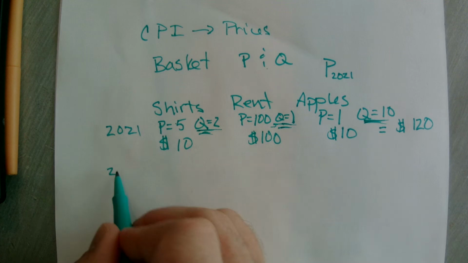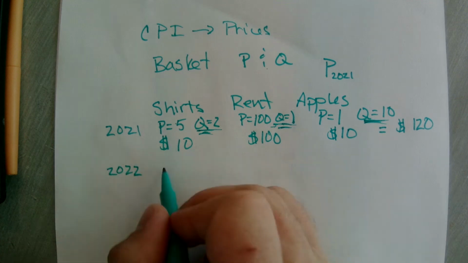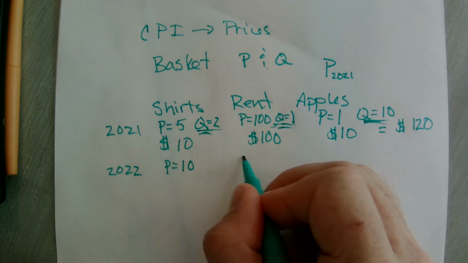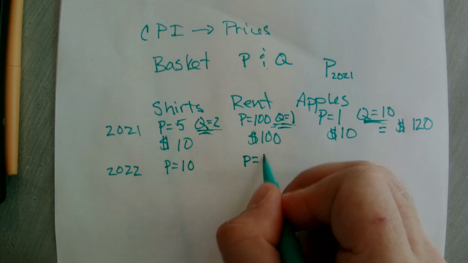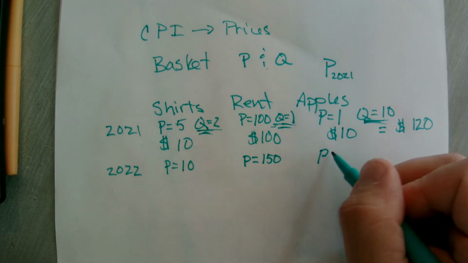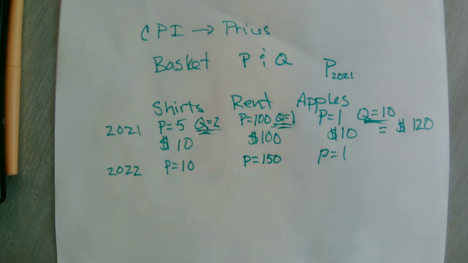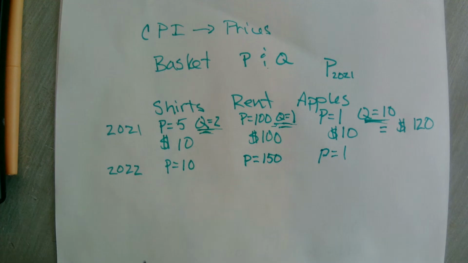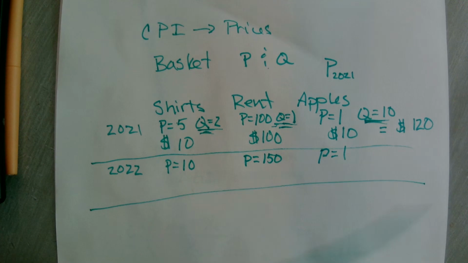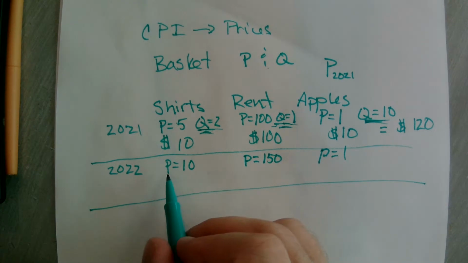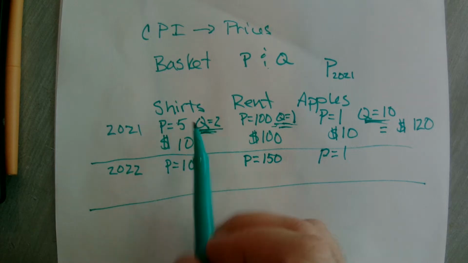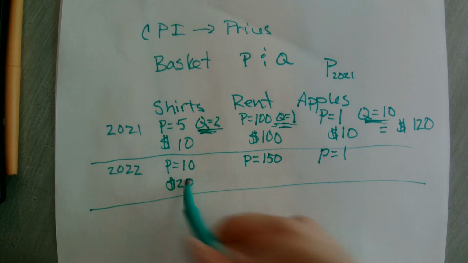Let's say in 2022, the price of shirts goes up to $10. The price of rent is $150. The price of apples stays the same. How much does this basket cost in 2022? There's 2021, 2022. Look at the value. How much do the shirts cost in the basket? Remember, the basket is defined in terms of quantities. So I've got 2 shirts times $10. That is $20.